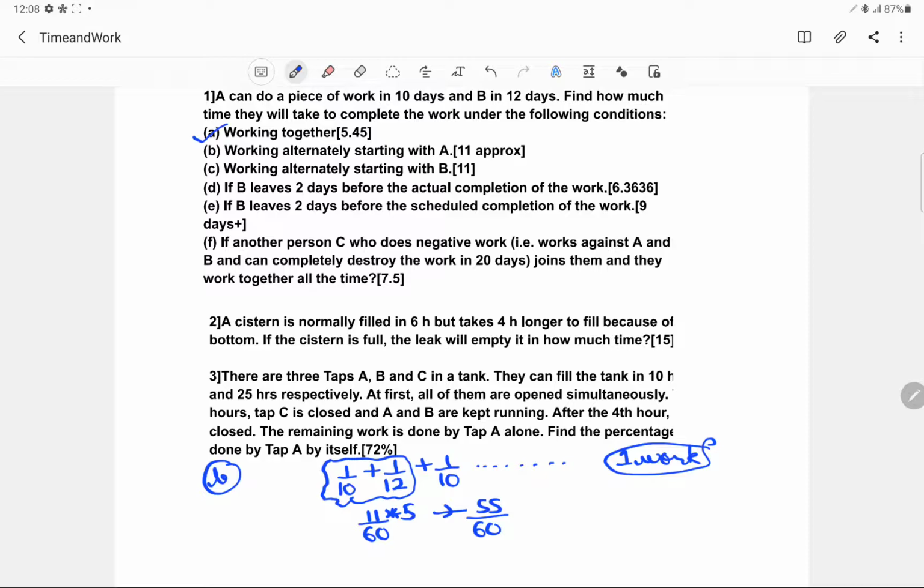So this is like first 2 days, next 2 days, so this would be like 10 days. So 10 days it is taking. Now the amount of work left is 5 by 60 for the 11th day, that is 1 by 12. Okay, so 1 by 12, and on the 11th day, whose turn is it? It is the turn of A, who is doing 1 by 10 work.